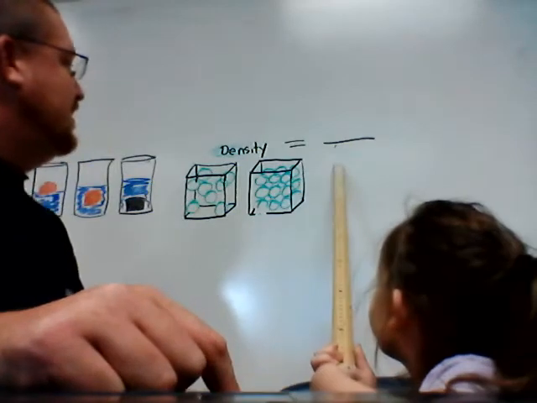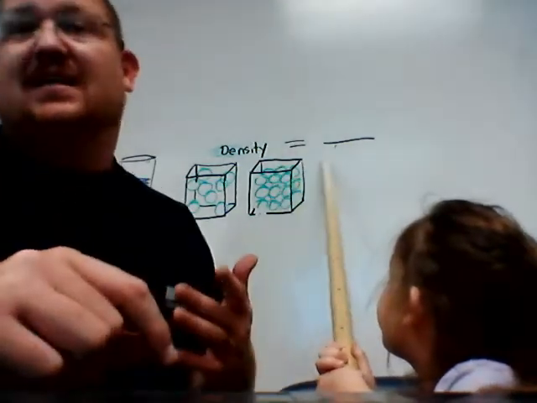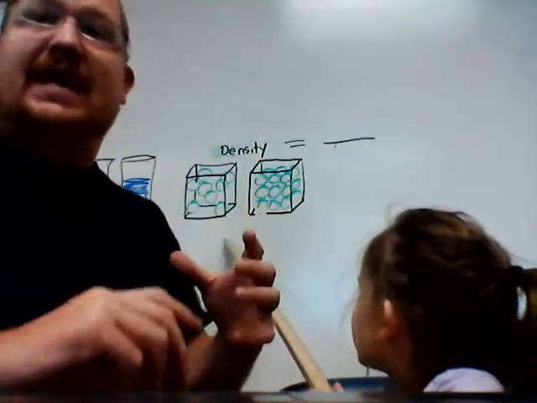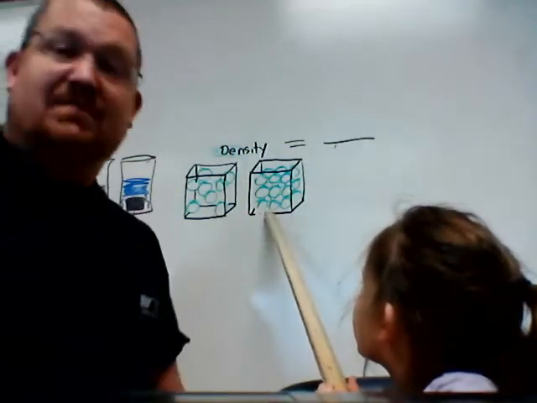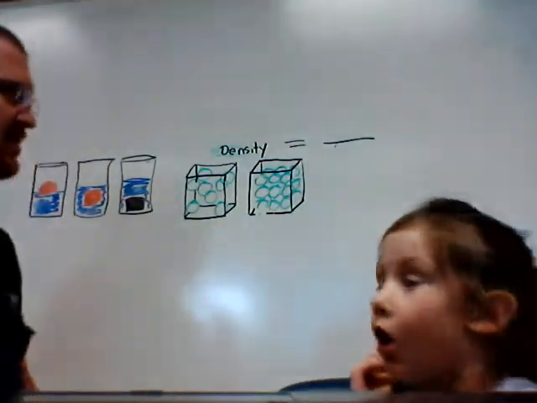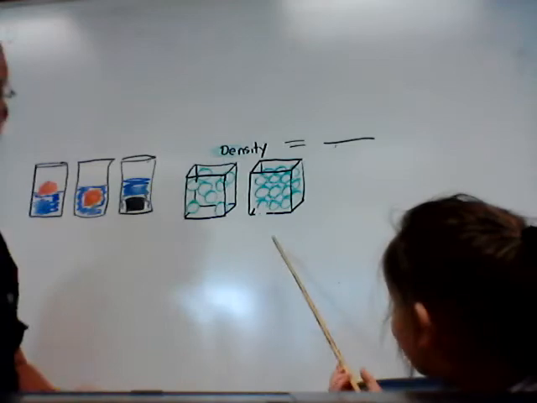So, two kind of things, density and buoyancy. First we're going to dive into density a little bit, and then we're going to dive into buoyancy after that. So first off, what is density? Right? What is it? Well, it's a measure of two things within matter.